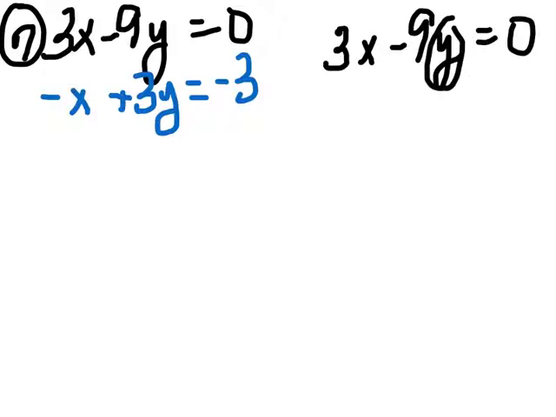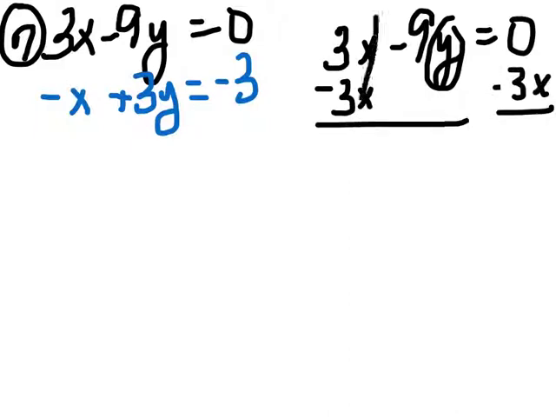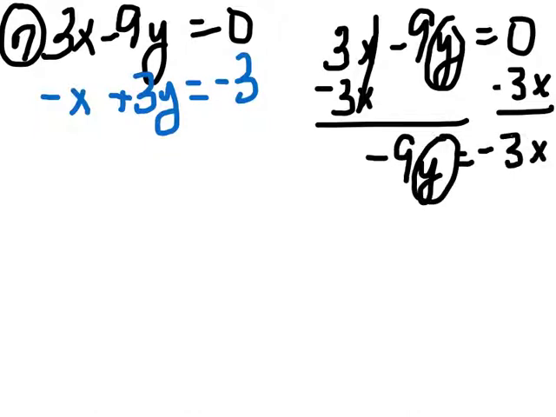I want to get y by itself, so I'm going to subtract the 3x from both sides. And I'm going to have negative 9y is equal to negative 3x. And I want to solve for y. Well, if I'm solving for y, I want to divide both sides by negative 9.